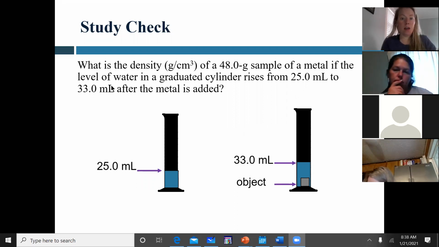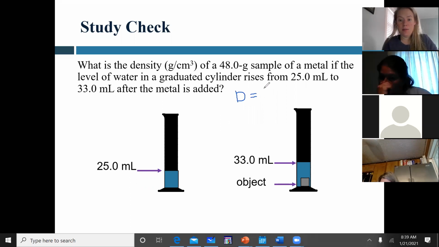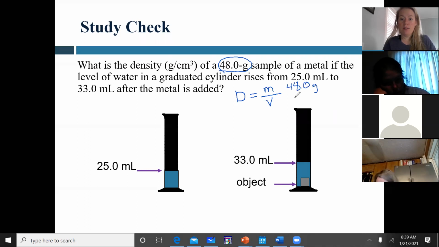Okay, so we're trying to find density. Now, when solving for density, it's not really a dimensional analysis problem. There isn't a conversion factor. It's just an equation. So we've got density equals mass over volume. We want to find this, so we need this and we need this. My mass is given to me right here, 48.0 grams. So I can put that 48.0 grams.